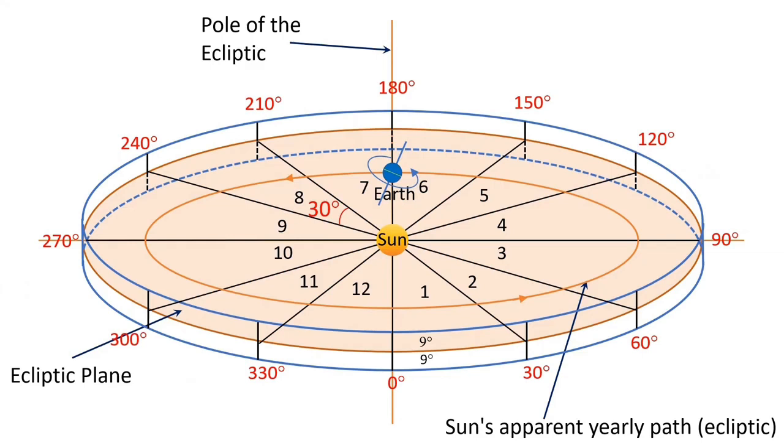This same zodiac is also marked by 27 constellations of stars called lunar mansions or nakshatras, and we'll talk about these in a separate video. Now you may ask why the zodiac is divided into 12 equal divisions rather than any other number. So let's try to understand.